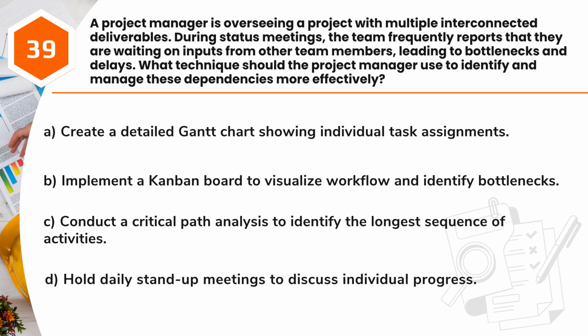Question 39. A project manager is overseeing a project with multiple interconnected deliverables. During status meetings, the team frequently reports that they are waiting on inputs from other team members, leading to bottlenecks and delays. What technique should the project manager use to identify and manage these dependencies more effectively? A. Create a detailed Gantt chart showing individual task assignments. B. Implement a Kanban board to visualize workflow and identify bottlenecks. C. Conduct a critical path analysis to identify the longest sequence of activities. D. Hold daily stand-up meetings to discuss individual progress.